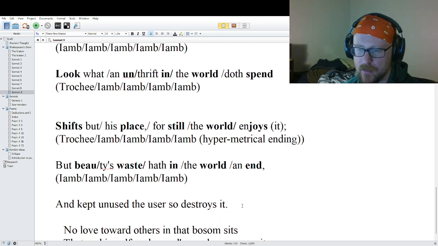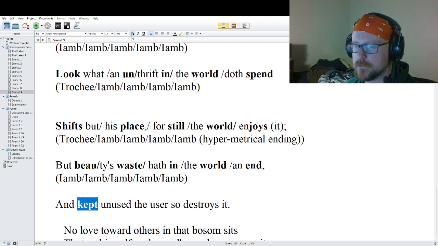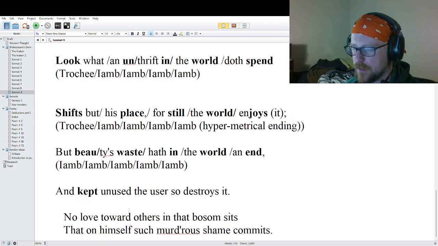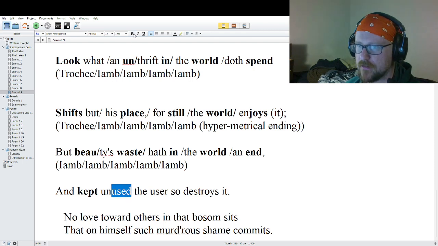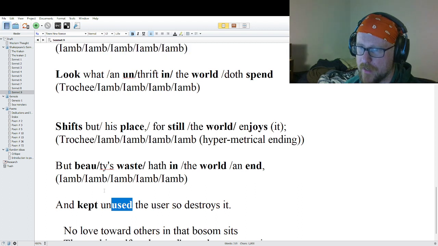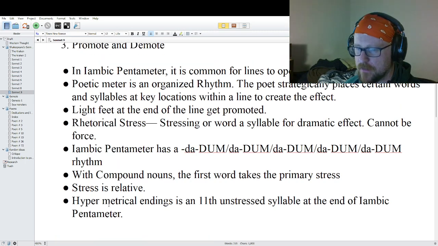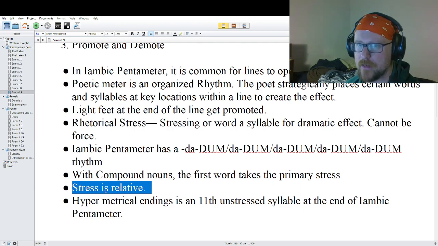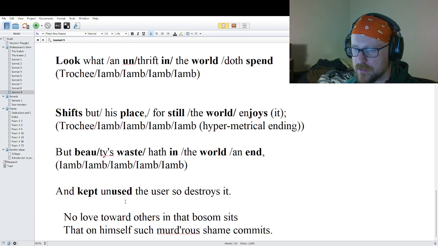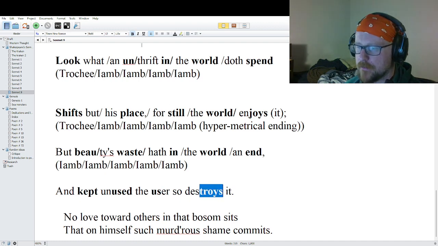Next line, guys: "And kept unused, the user so destroys it." Okay, so step one, we've got to highlight all the important monosyllable words. We have kept, right? Then step two, we've got to do all the primary stresses in any multisyllable words. We have three multisyllable words. We have the used, right? Now notice what happened. Up here we had this un was primarily stressed, but in this one, this un is not. That kind of goes to what I said earlier: stress is relative, meaning something that is stressed in one line might not be stressed in another, if it repeats. So that's a really important lesson. Anyways, back to step two, the use and user, and then the choice and destroys, right?